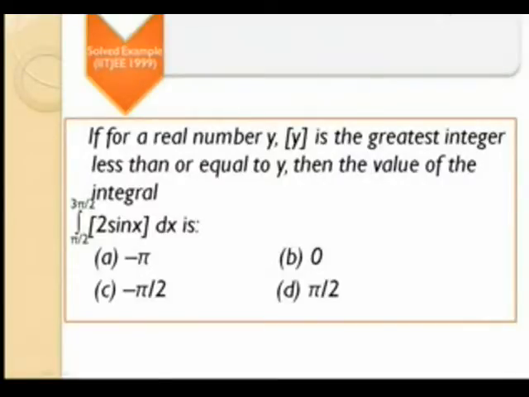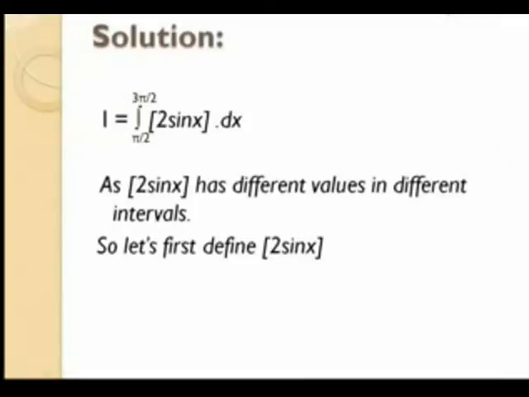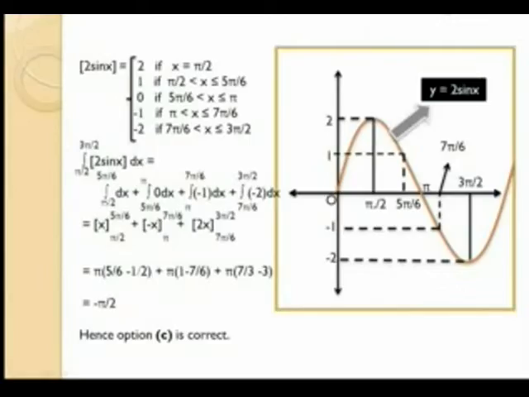So in this problem we have to calculate this definite integral, which is 2 times sin x under the greatest integer sign from the interval pi by 2 to 3 pi by 2, and we have been given the 4 options. So let's try to solve it. Let us say that I is equal to this expression. Now we know that this is the greatest integer sign, and the greatest integer function takes only integral values, so we would get different values in different intervals. So let us first define 2 times sin x under the greatest integer sign.